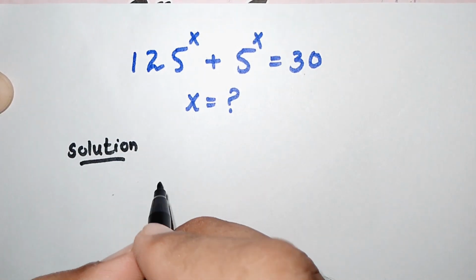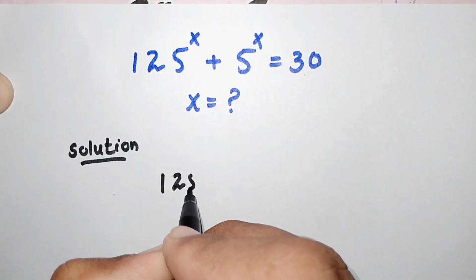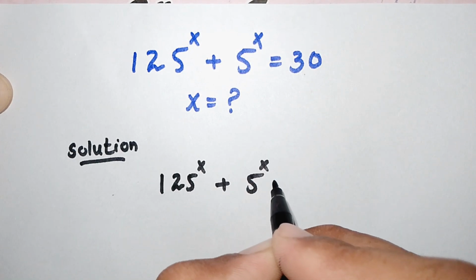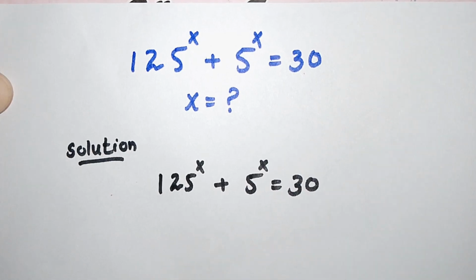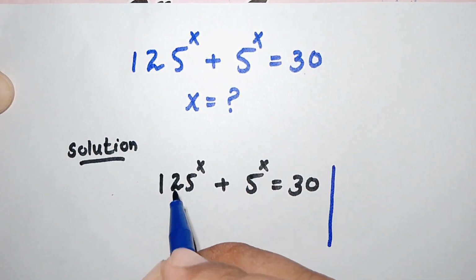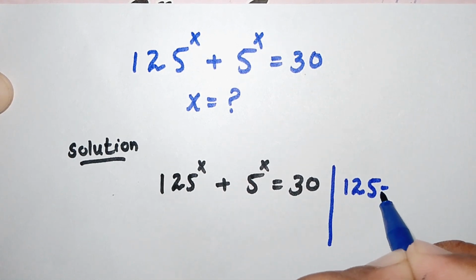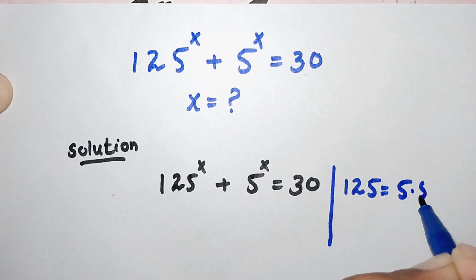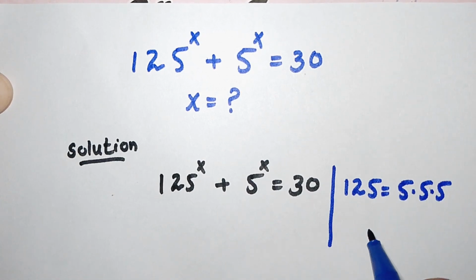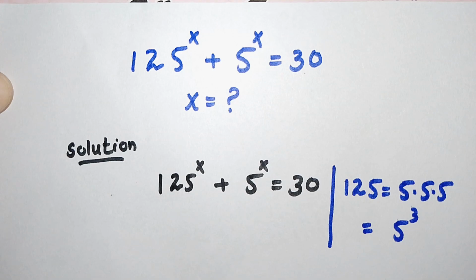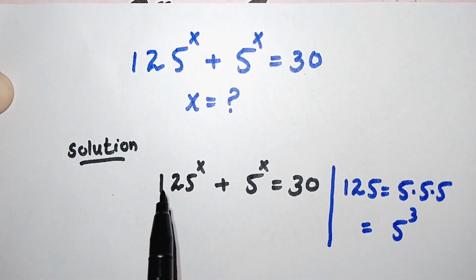So the question is 125 to the power of x plus 5 to the power of x, which is equal to 30. Now, to solve this question, we know that this 125 is also equal to 5 times 5 times 5, which is equal to 5 to the power of 3. So here we have to put 5 to the power of 3 in place of 125.